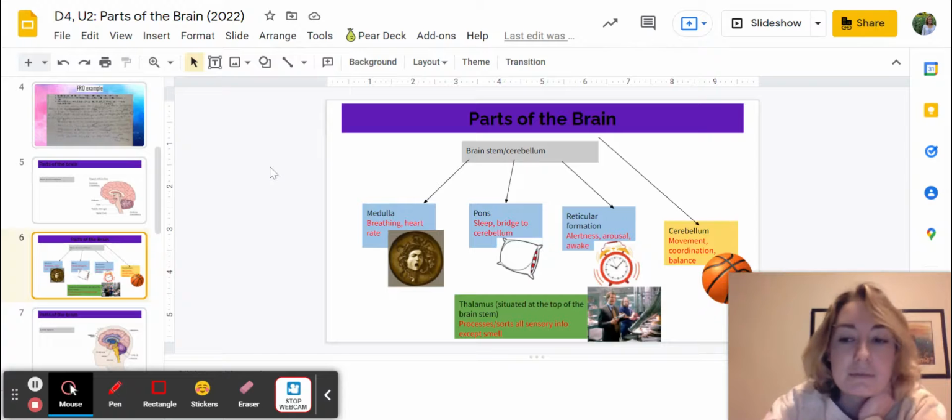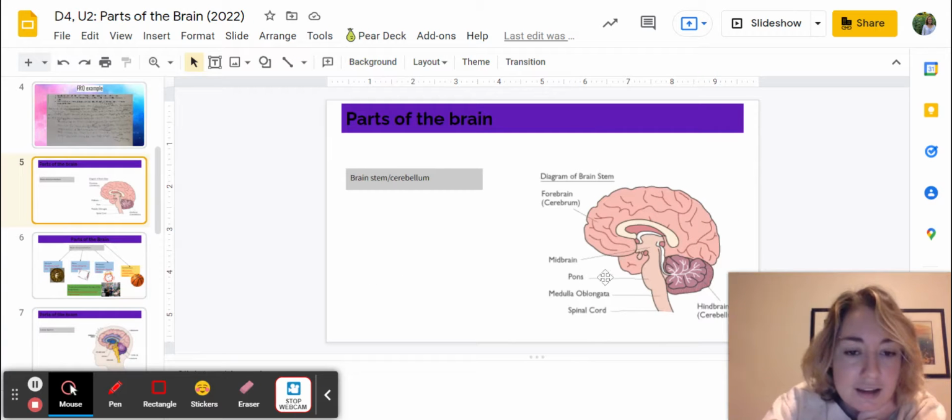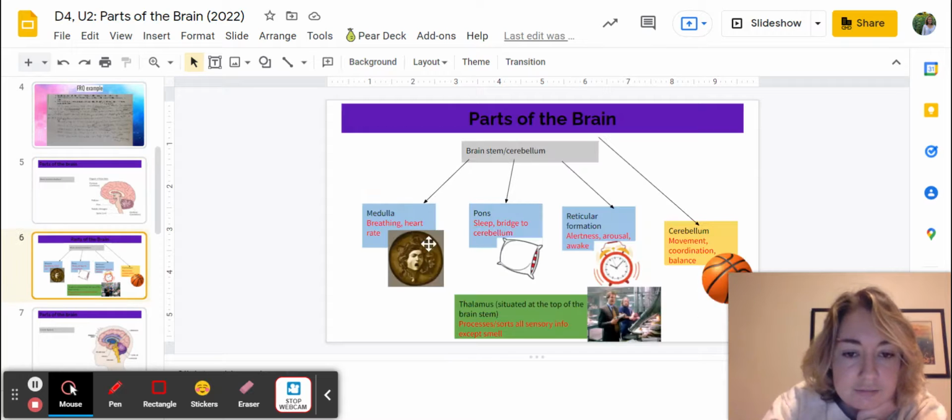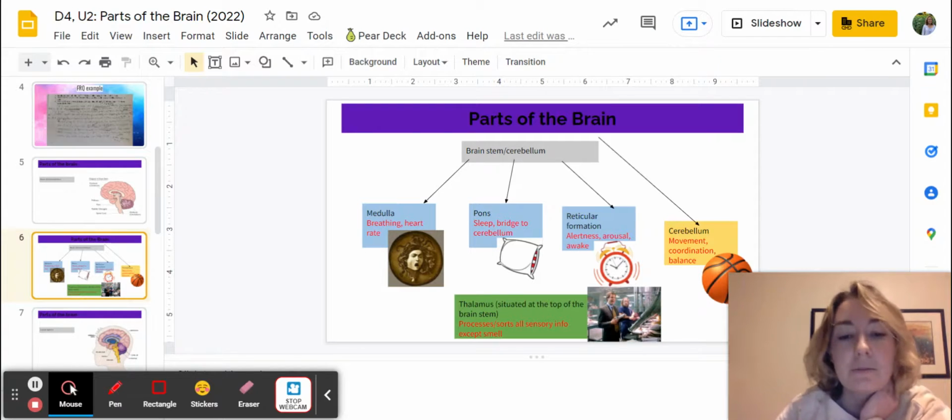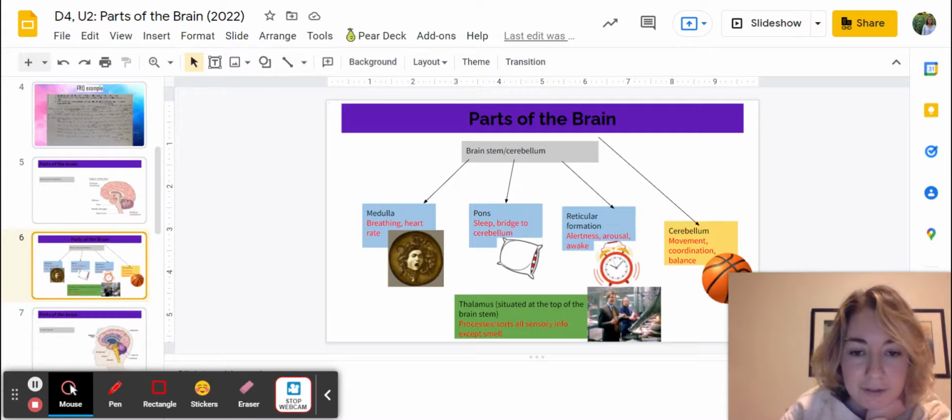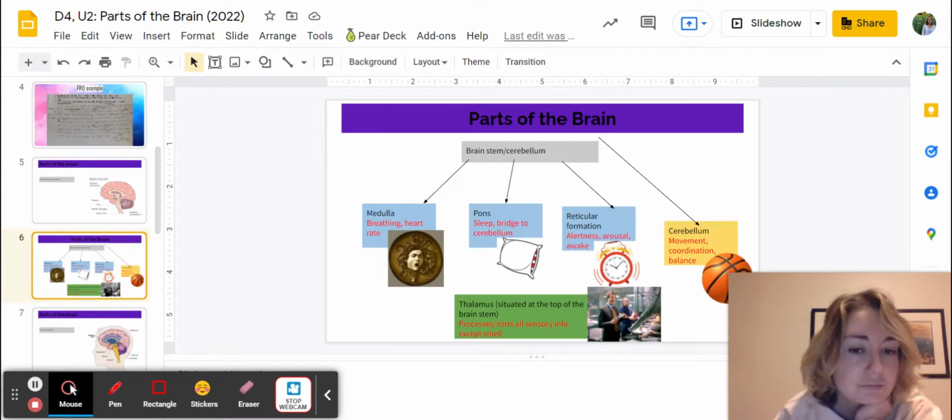Okay, then the pons. The pons acts as the bridge to the cerebellum. It's also responsible for sleep, so it helps us in our sleep cycles and whatnot. Because the pons is responsible for sleep, I remember it as pillow pons.